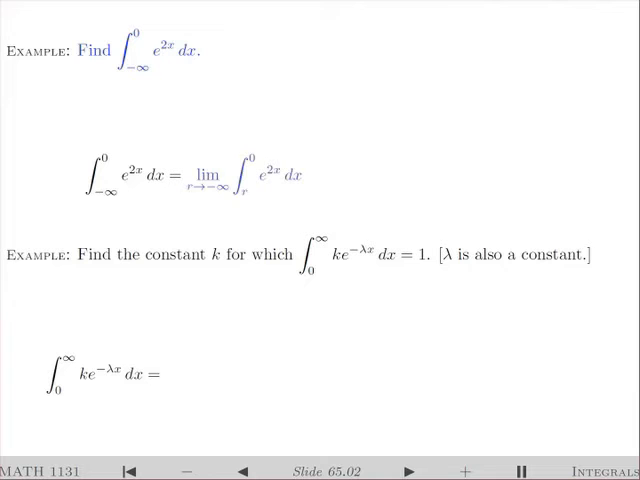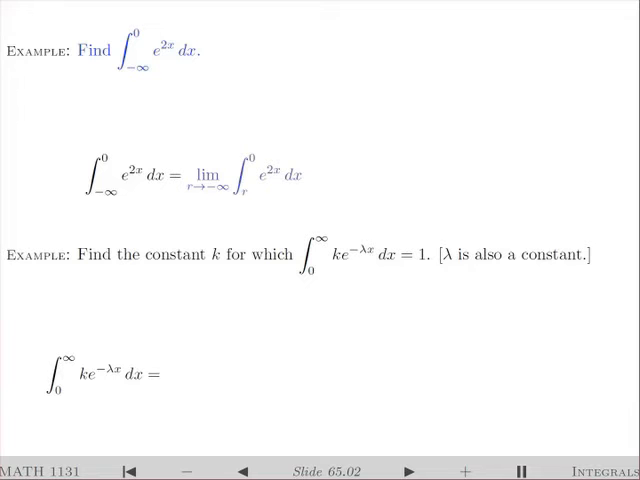Recall how we defined improper integrals when one of the endpoints of the interval is infinite. In this case, I have negative infinity. I replace that by r and then take the limit as r goes to negative infinity. To calculate the proper definite integral from r to 0, I am going to use the fundamental theorem.